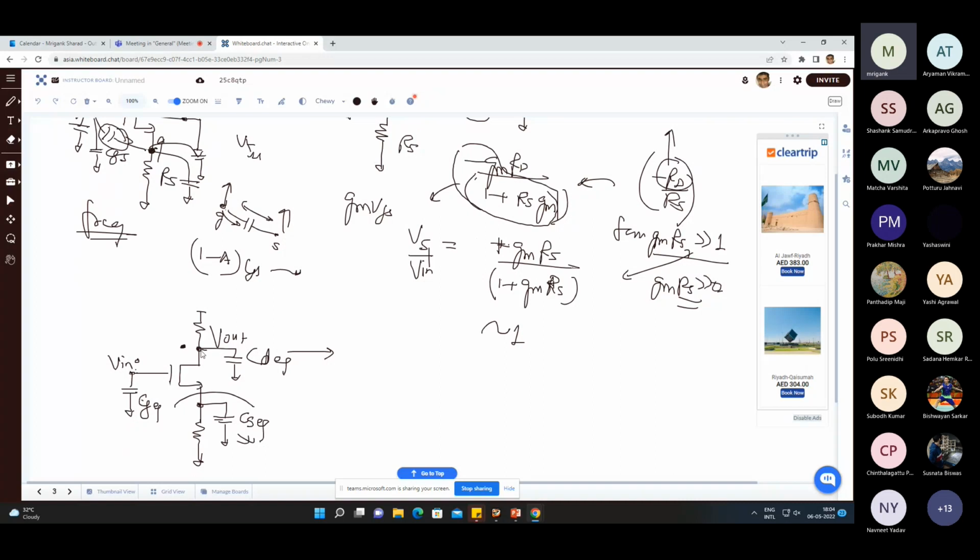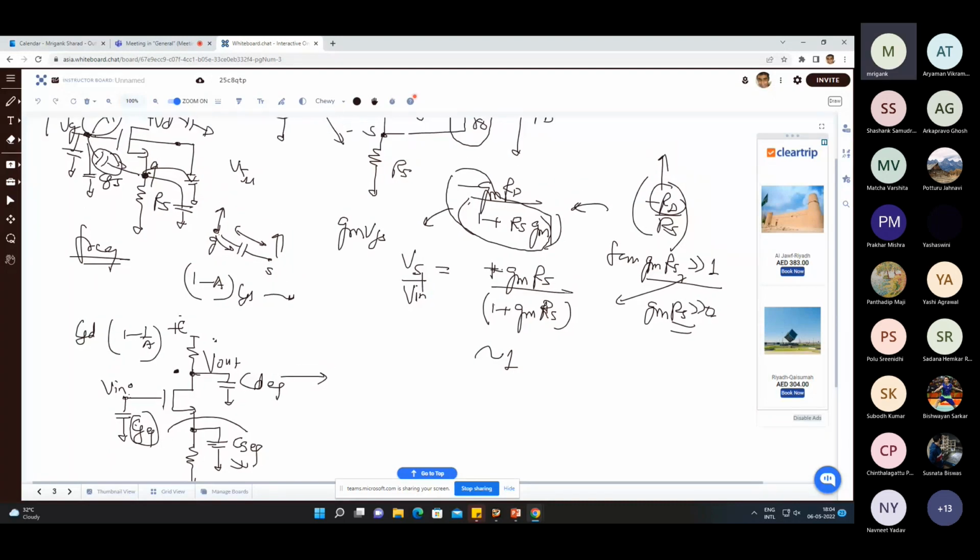Out of these two capacitances, which one may be larger? We expect that the CG equivalent will be larger because it is having the Miller effect at the gate, right? So the CG equivalent will be larger, whereas this one is only the drain to body, and then (1 minus 1/A) times CGD plus the CDB.